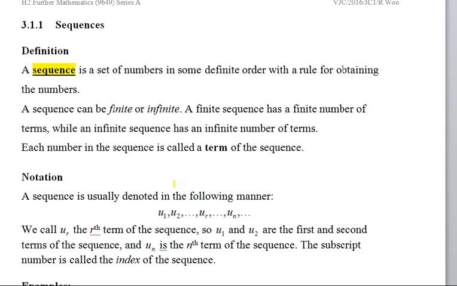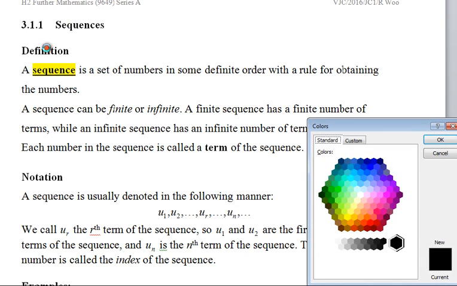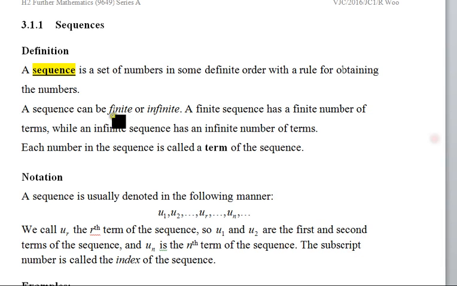A sequence can be finite or infinite. Finite means, okay, let's say 1, 2, 3, 4, there are only 4 terms in the sequence. This is a finite sequence. Infinite could be something like that as well. It could be 1, 3, 5, 7.